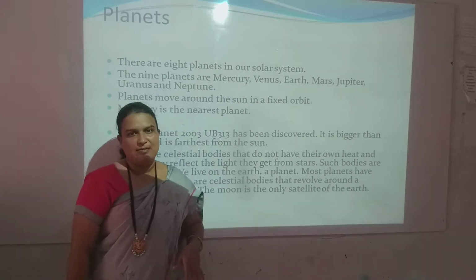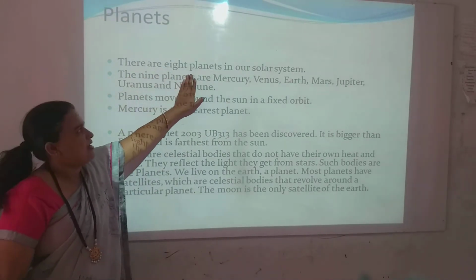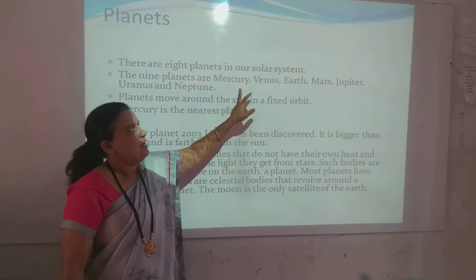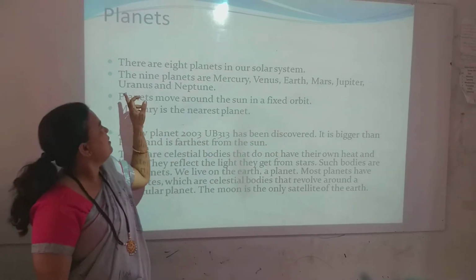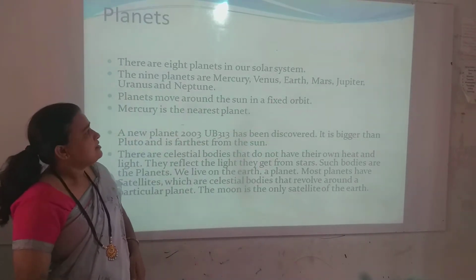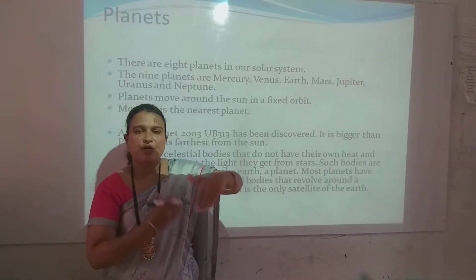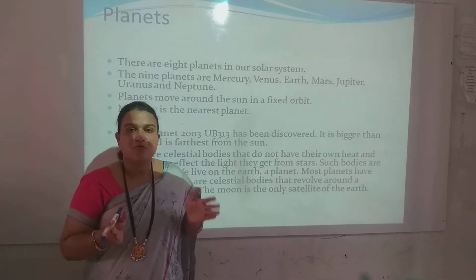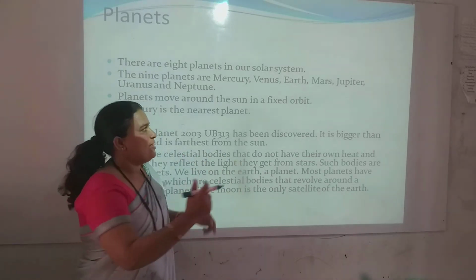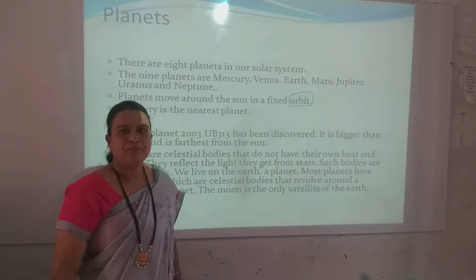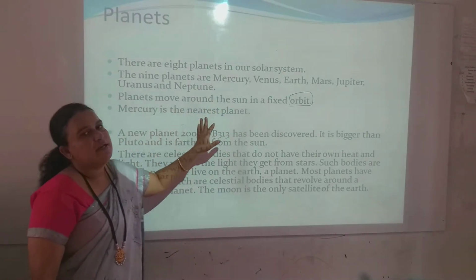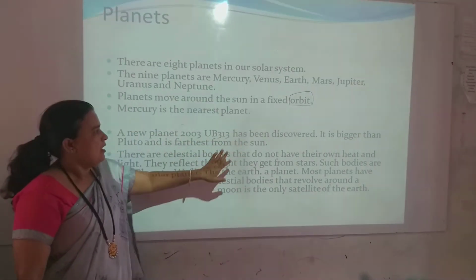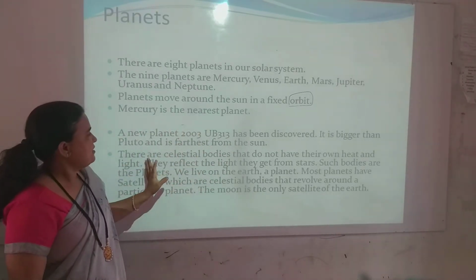The next point is the planets. There are 8 planets, as we already studied, in our solar system. The Sun is the head and the remaining 8 planets are there: Mercury, Venus, Earth, Mars, Jupiter, Saturn, Uranus and Neptune. These planets rotate around themselves, and they also take one round around the Sun. But there is a fixed path that they follow, and that is called the orbit. Mercury is the nearest planet to the Sun.